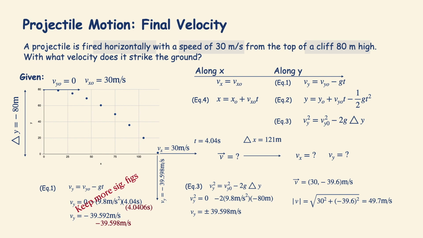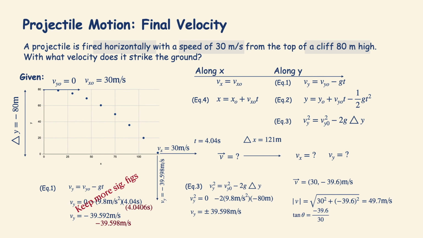And that is physically more intuitive to us, because all this splitting into components is a very mathematical and artificial way for us to analyze the motion. But at the end of the day, if you're observing that projectile, you're seeing that 49.7 meters per second. That's the velocity with which the projectile is striking the ground.